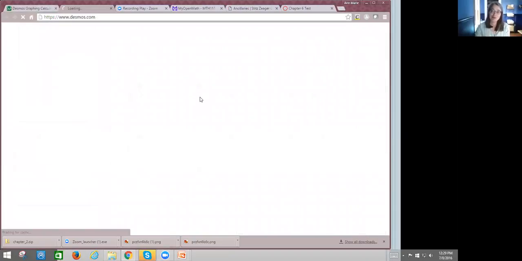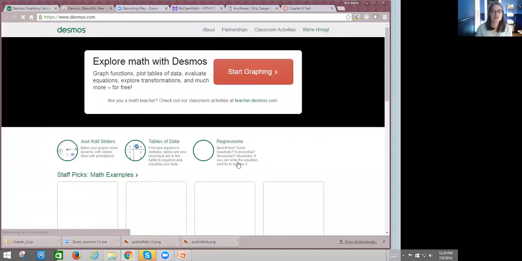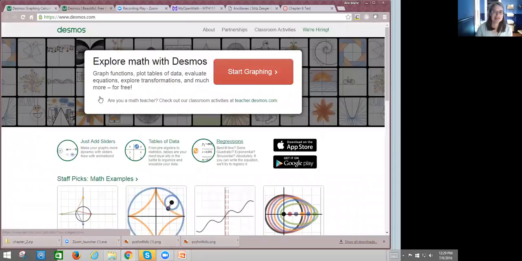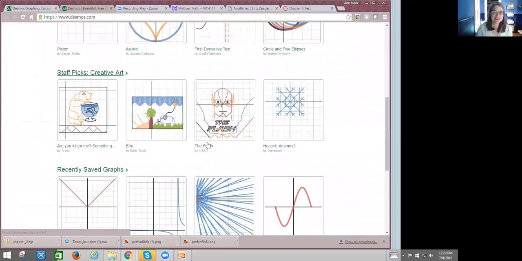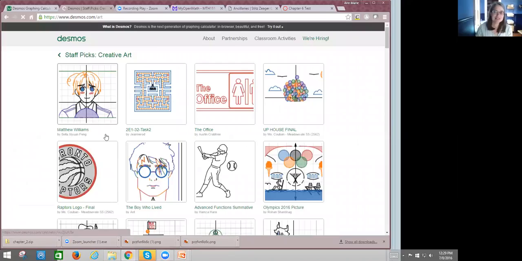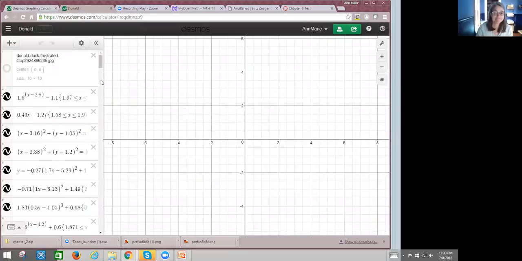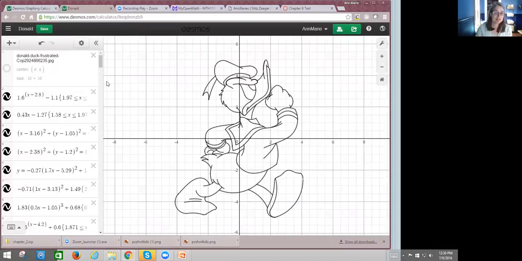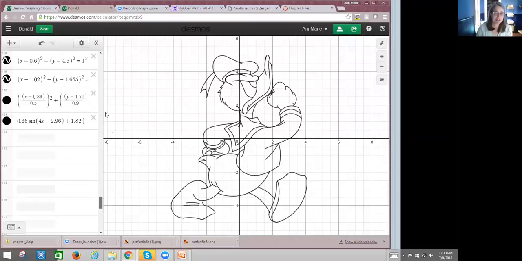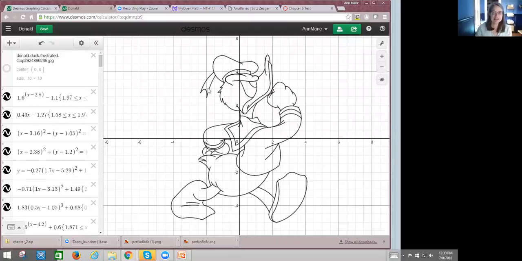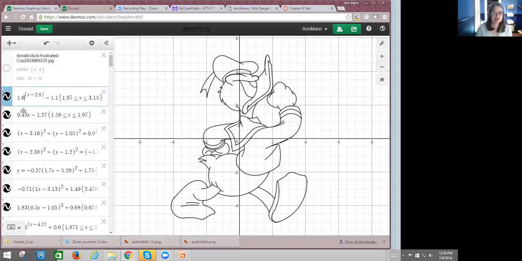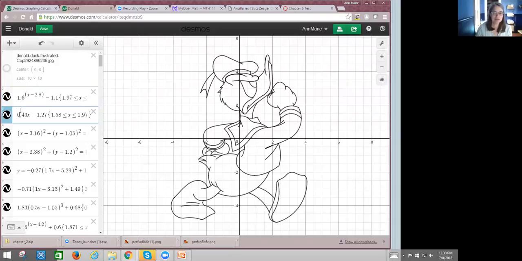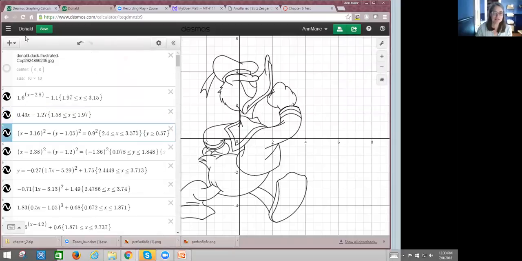And let's talk about why we would want to do this. Because if we understand how to do stuff like this, we can do things like put a Donald Duck sketch up and then make our computer draw Donald Duck. This is a computer sketch of Donald Duck based on a whole bunch of equations. Each one of these little line segments is represented by an equation on the left-hand side over here.